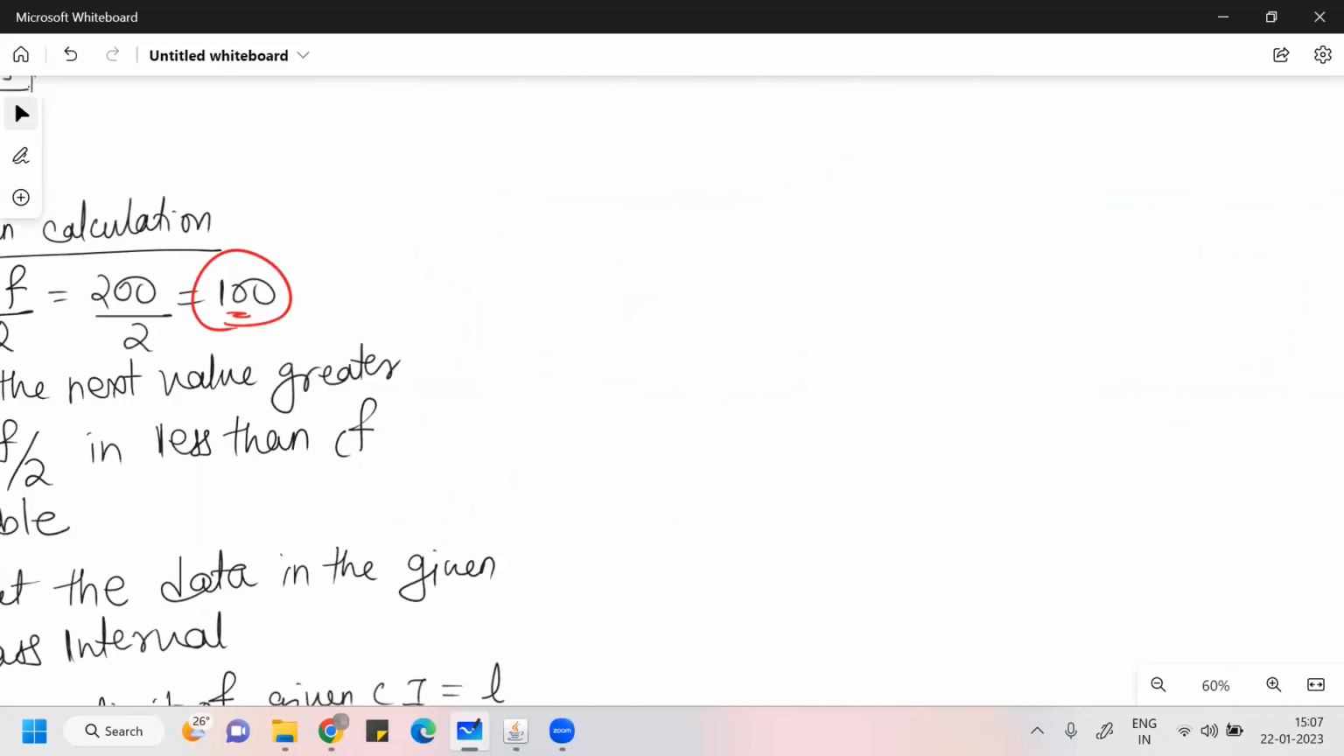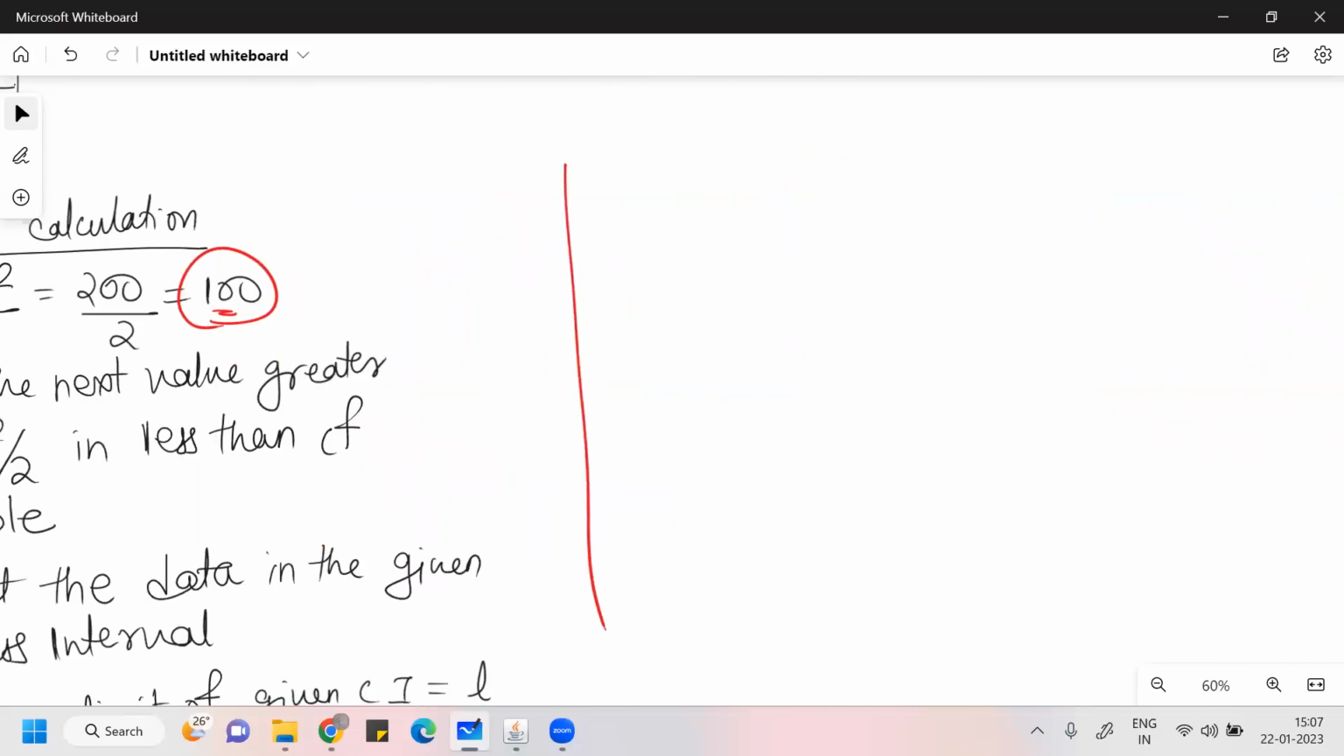There is a formula for median. For median calculation, if you are doing it by interpolation, you have to follow the formula: L plus H by F, times sum of F by 2 minus CF. This is the interpolation formula to find the median when you have a class interval.